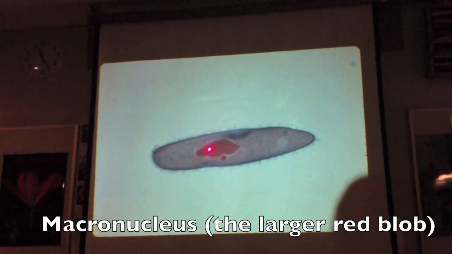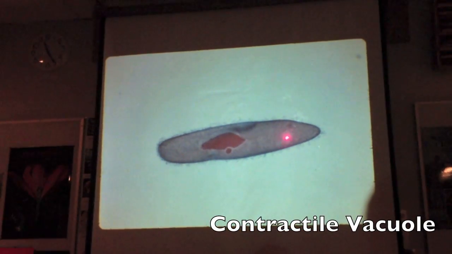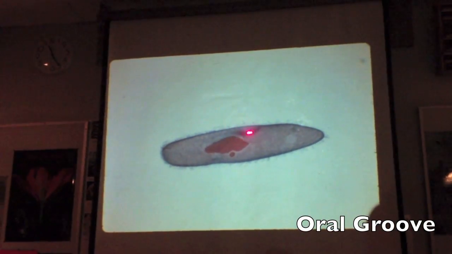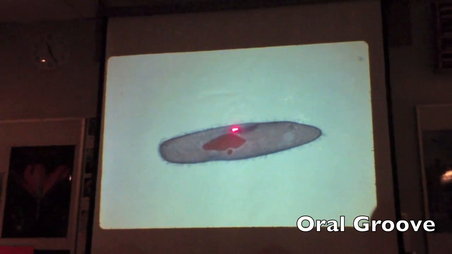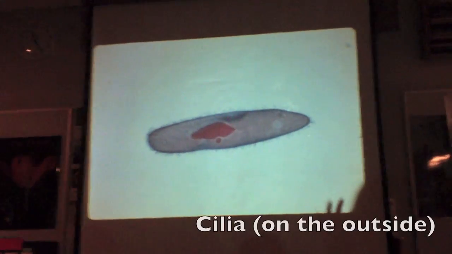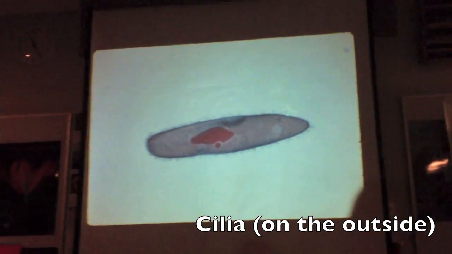So you got macronucleus. What's this little guy? Micronucleus. What's this? Contractile vacuole. What's this area? Food vacuole. Oral groove, cytopharynx, something along those lines. Cilia on the outside.